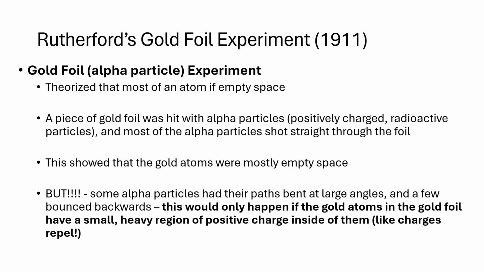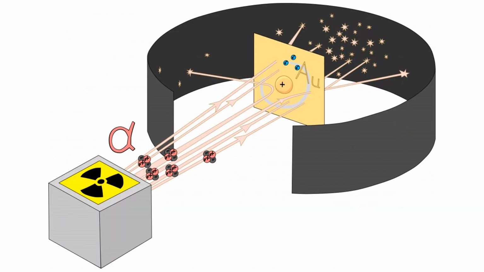So he did a little experiment with gold foil and some alpha particles from, what is it? I'm sorry, I'm blanking. We're still recovering from the illness, guys. He used radioactive elements to shoot little alpha particles at a gold foil, and he wanted to see what they would do. So let's look at what this looks like.